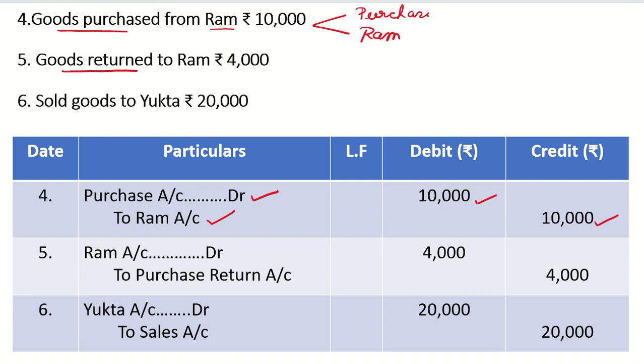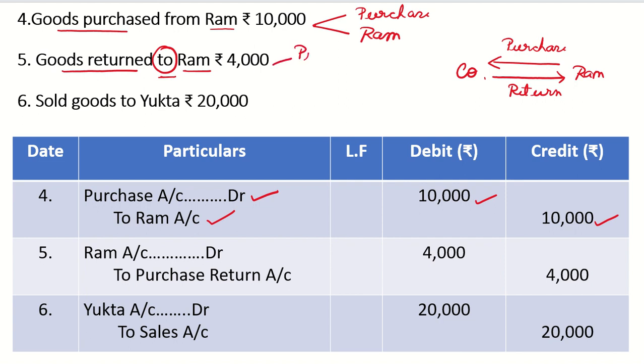Goods returned to Ram. Now we are returning the goods to Ram. Now when we are returning it, we have purchased it before. Maybe some goods have been damaged or something, so we are returning them back. So what gets affected here? Purchase return account gets affected here.